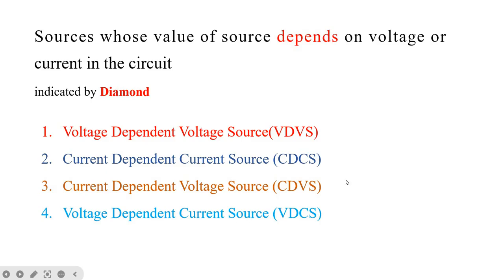So these were the four types of dependent sources, which are also called controlled sources, represented by a diamond symbol, and the value of each source depends upon some other source in the circuit.